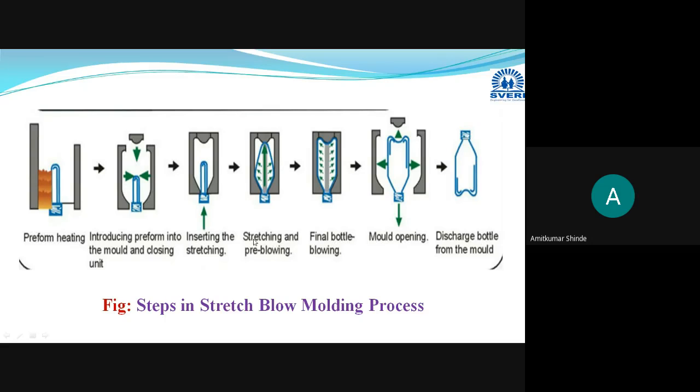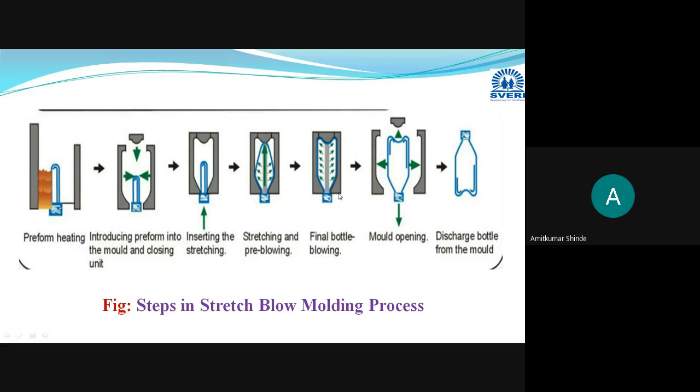Okay, here the stretching and pre-blowing are shown in the same diagram. Stretching is done in the lengthwise or longitudinal way. Its length will be increased, and after that the pre-blowing will be done with the help of a small amount of compressed air, and in the next stage final blowing will be done. A large amount of compressed air will be allowed to flow in, and the preform material will get pressed against the walls of the mold cavity.